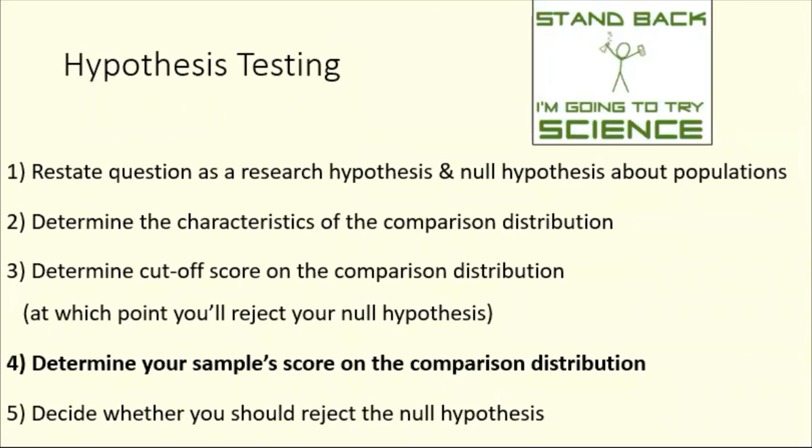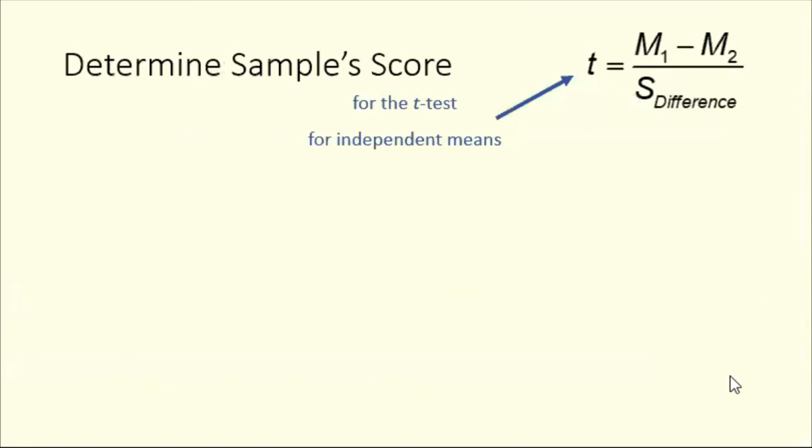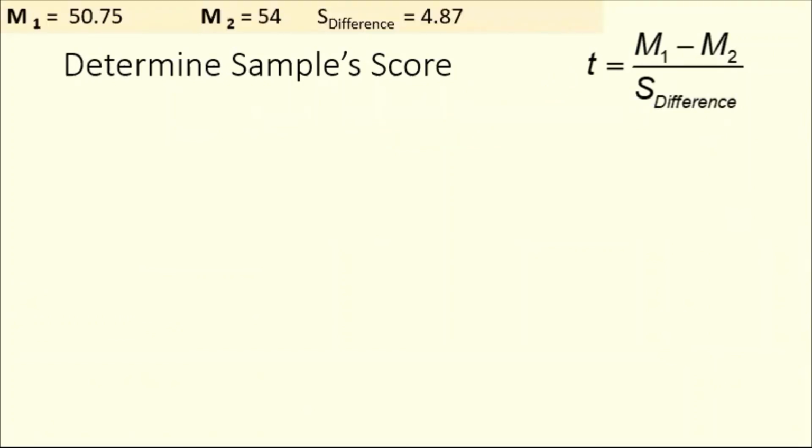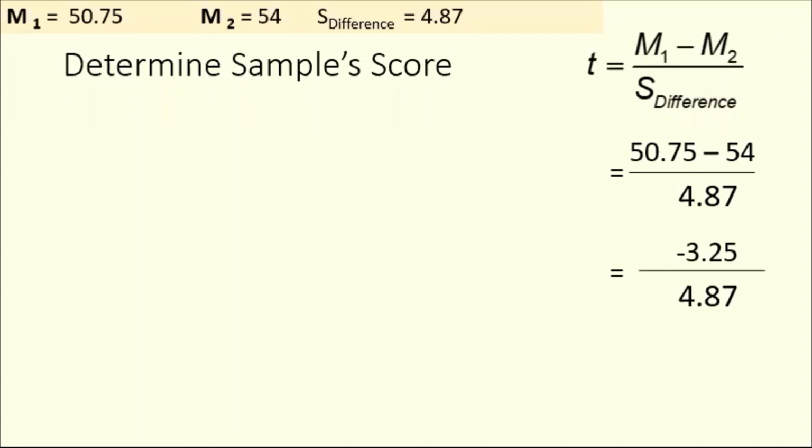And now we're going to determine our sample score on our comparison distribution. So we have our formula for the t-test for independent means. And we'll see that just like normal, these are all things that we've calculated at this point. So we have our mean from group 1, our mean from group 2, and that S difference, that standard deviation that we calculated. So I'm just bringing up those numbers again so we don't have to flip back here. And I plug in those numbers, mean 1 minus mean 2 over 4.87. I do that subtraction, do that division, and I get negative 0.67.